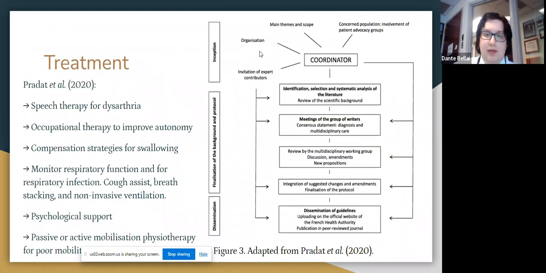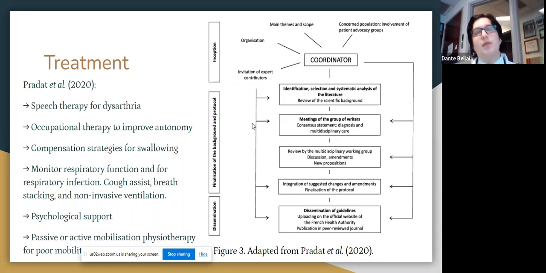So in terms of what Pradat et al. recommended, after inviting the experts to comment on what is recommended for treatment of Kennedy's, contacting organizations and reviewing relevant literature, and then going through an exhaustive process of multidisciplinary meetings, they came up with these broad guidelines for how Kennedy's should be managed. In general, for dysarthria, speech therapy is recommended. Occupational therapy is recommended to improve autonomy. Compensation strategies for swallowing are also recommended.